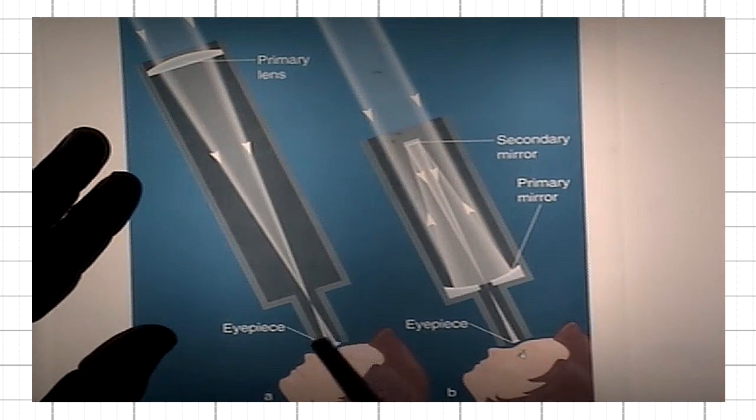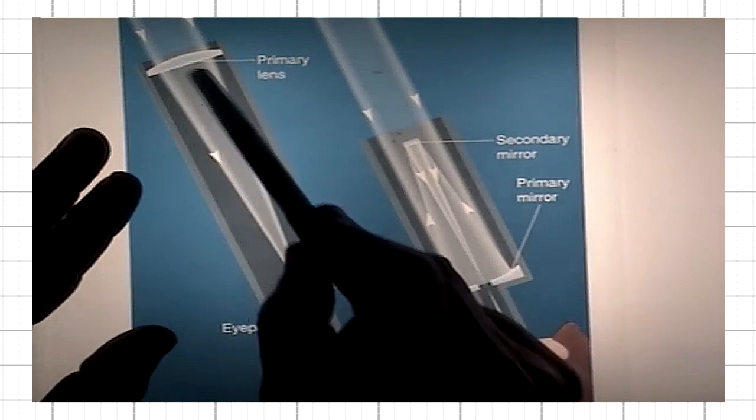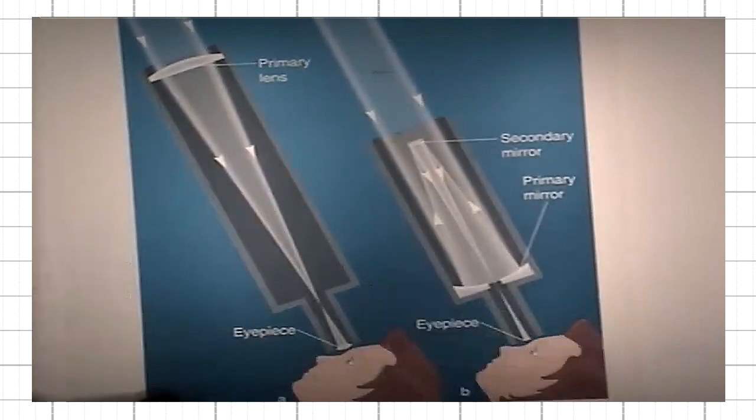In order to enlarge the image, there is another lens that is called the eyepiece, and I'll discuss how it works in a little while. But the most important thing of any telescope is the part that does the light collecting, the so-called objective. So in this case, the objective is a lens.